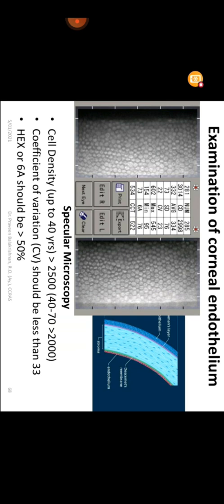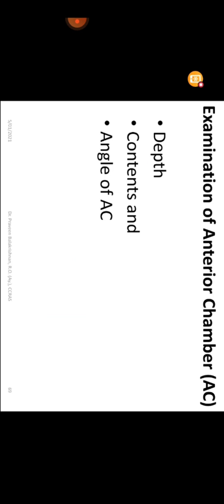Or after any cataract surgeries or any glaucomas, you want to see what is the status of the corneal endothelium, you can prescribe for the specular microscopy. Okay. Now next is the anterior chamber.